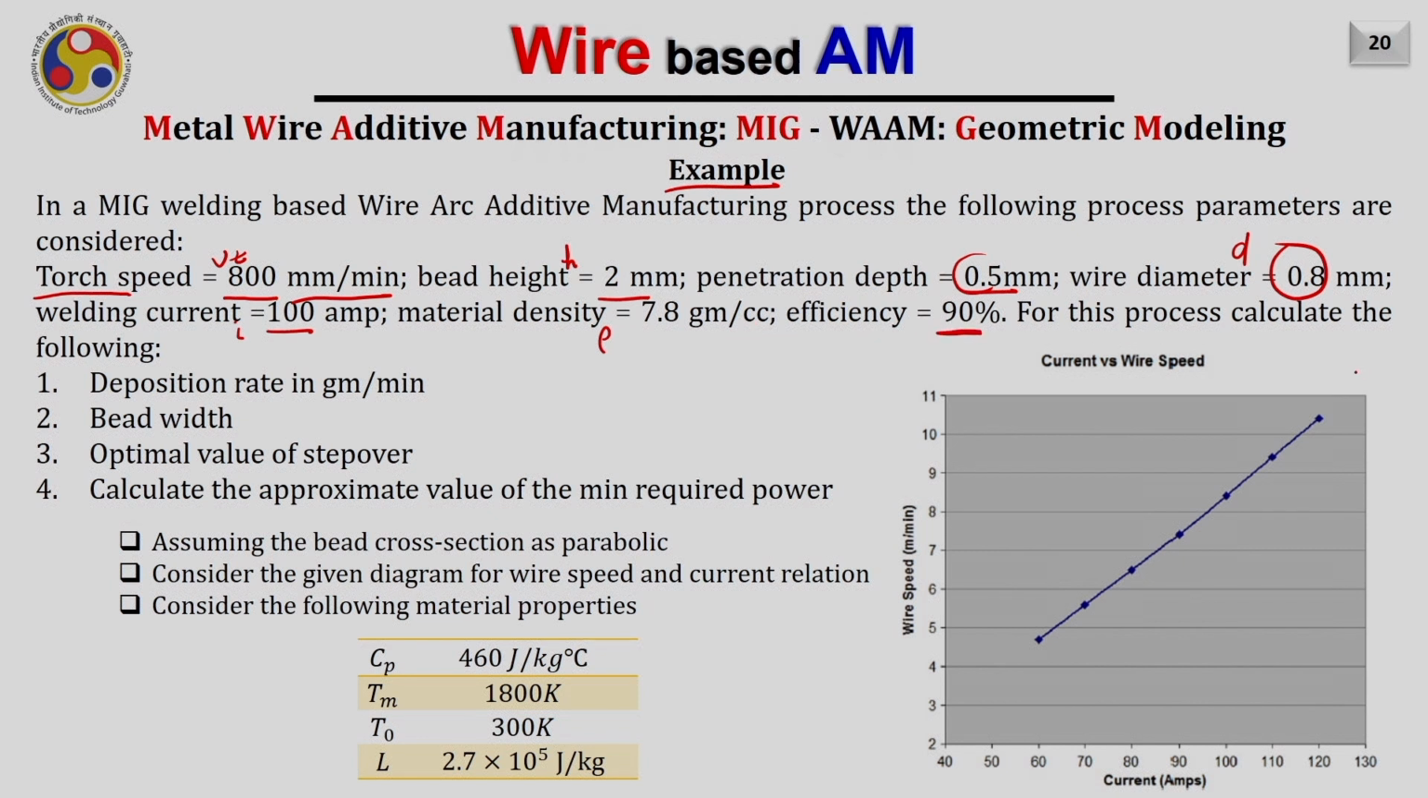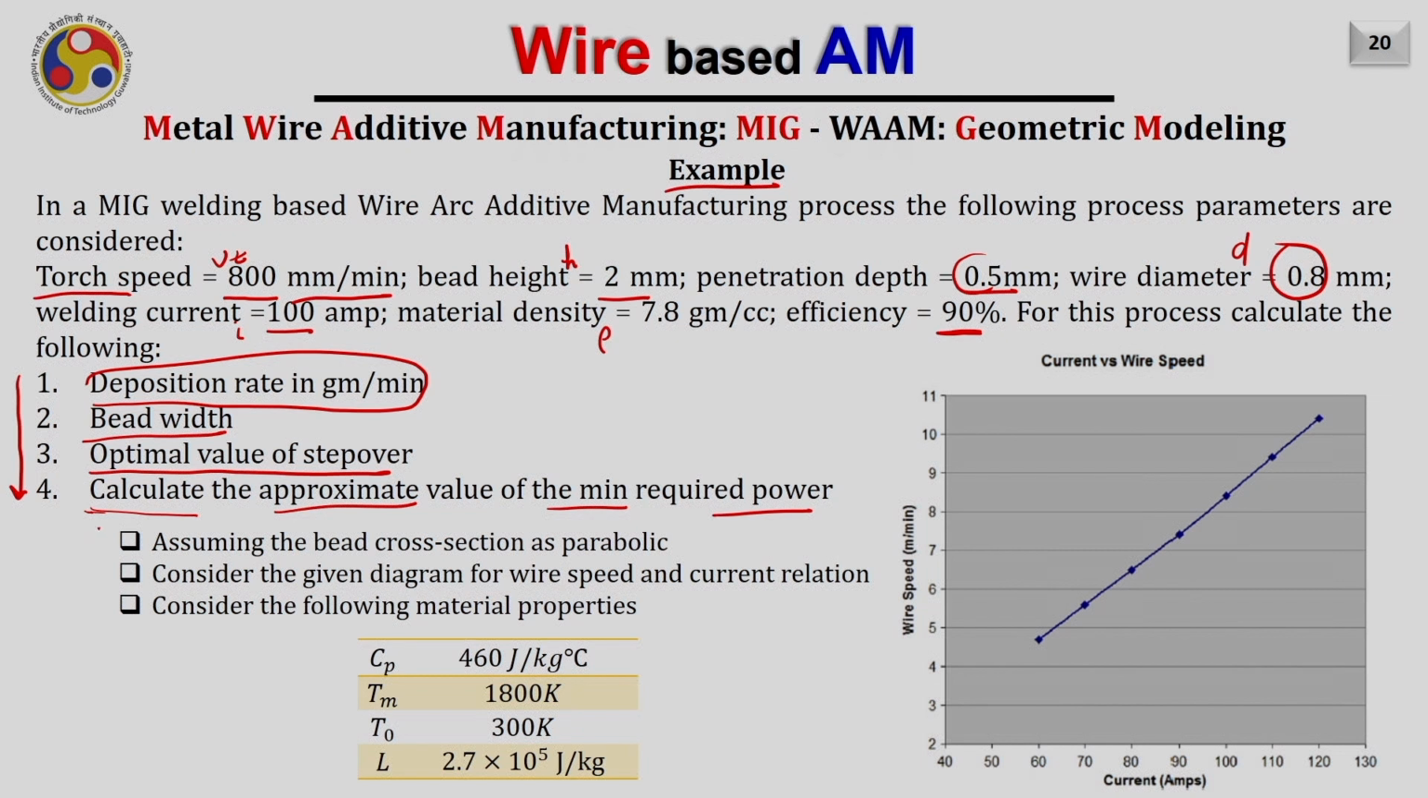Now, for this process, it is asked to calculate the following 4 things. One is, what is the deposition rate in gram per minute? Second is, what is the bead width? What will be the optimal value of the step over? And finally, they are asking us to calculate the approximate value of the minimum required power.